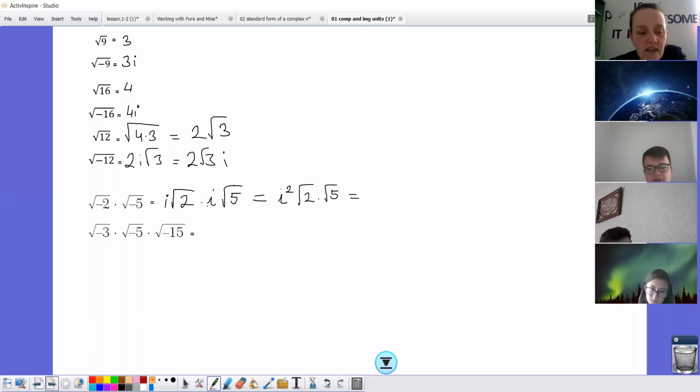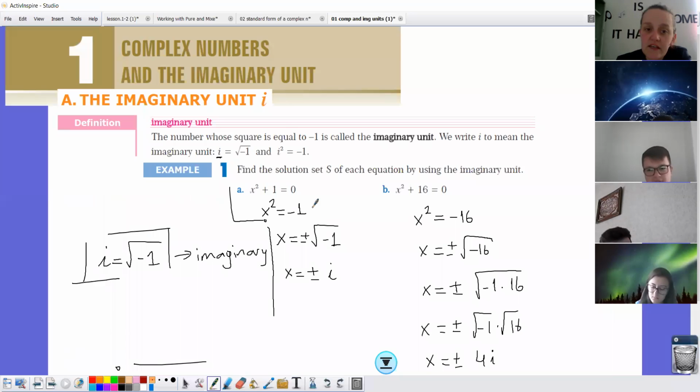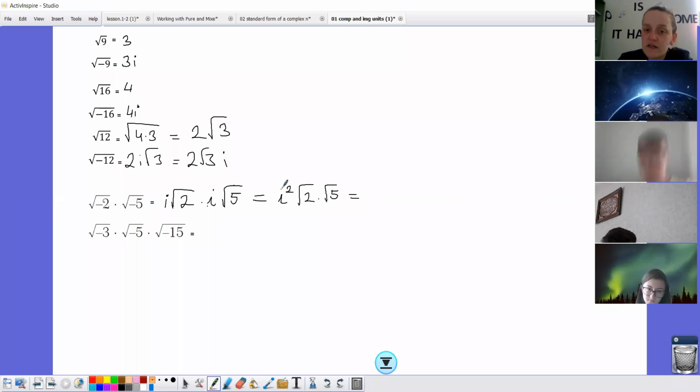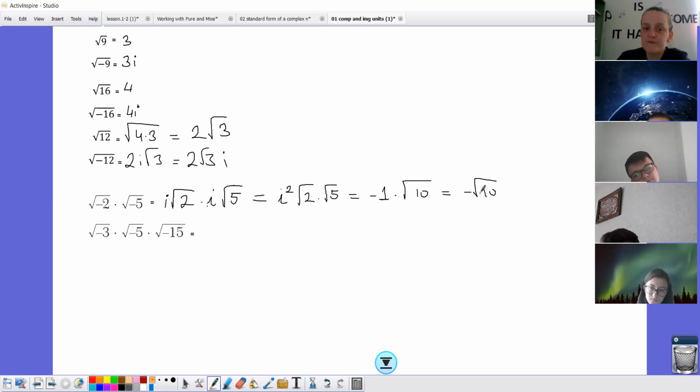Here, I didn't mention it. Here we said that i is equal to root of minus 1. But when you take the square of both sides, i squared equals minus 1. So now here, instead of i squared, you can write minus 1 times root of 10. So this is minus root of 10. Okay? What about this one?